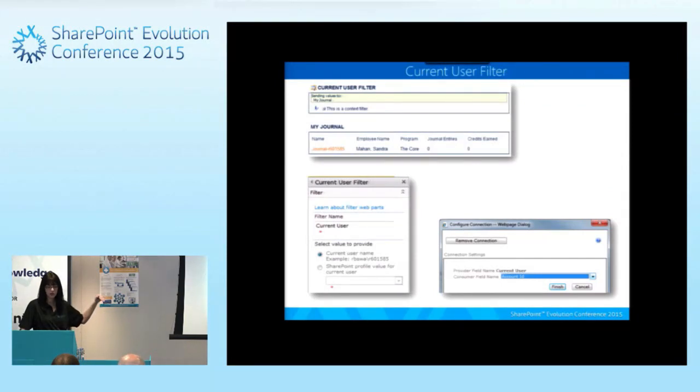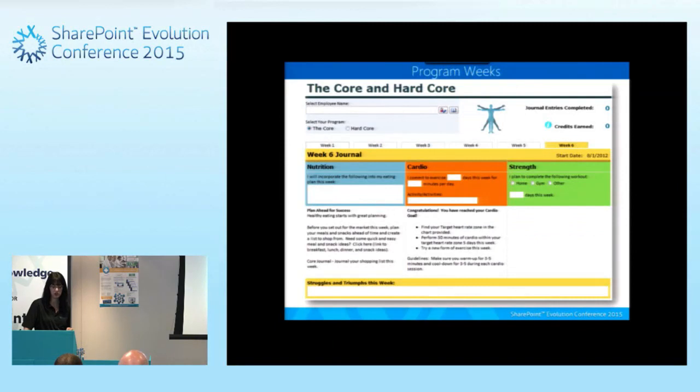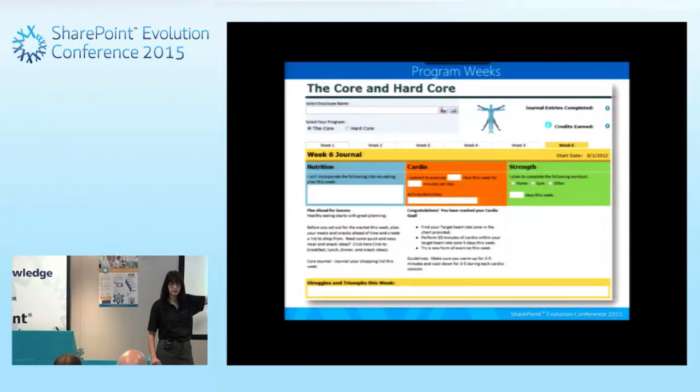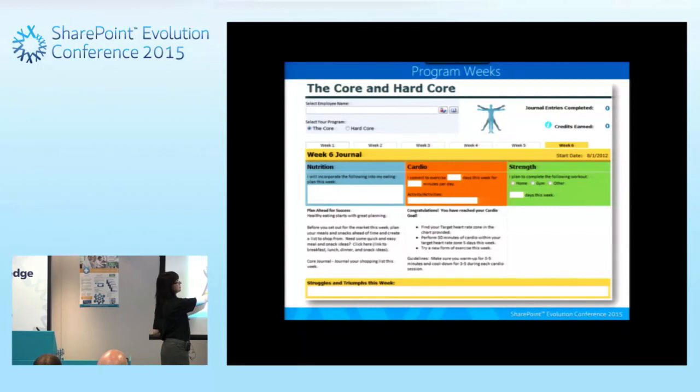We went in and used the current user filter again, so it only shows my information. Just said, if I'm the person that's using the form, then that's what's going to show up on that home page. And then this is our program itself. You'll notice that I've got tabs here at the top that say week 1 through 6. Again, you're not even going to see 2, 3, 4, 5, 6 until that time period arrives.